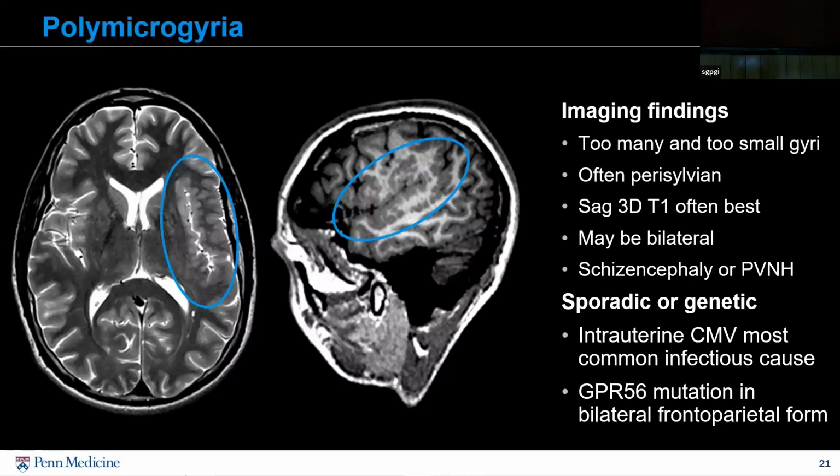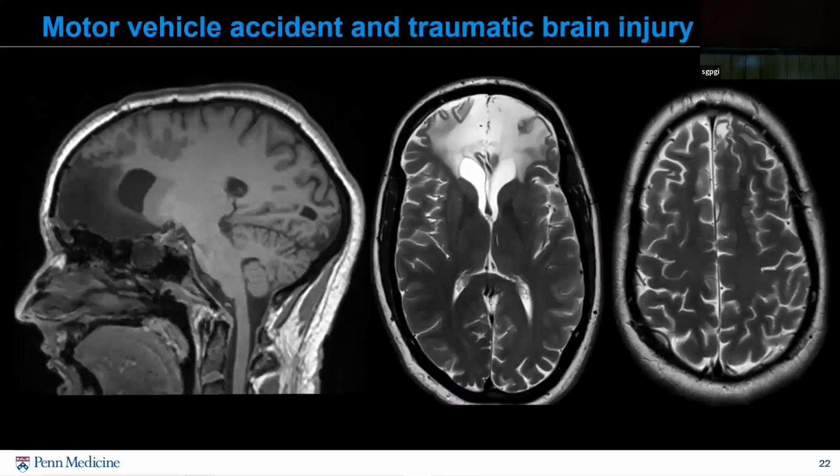It may be bilateral. It often lines the clefts seen in schizencephaly, and can be associated with underlying areas of periventricular nodular heterotopia. Here's an interesting case we discussed in our epilepsy surgical conference this week. A young man who suffered a very severe traumatic brain injury in a car crash.